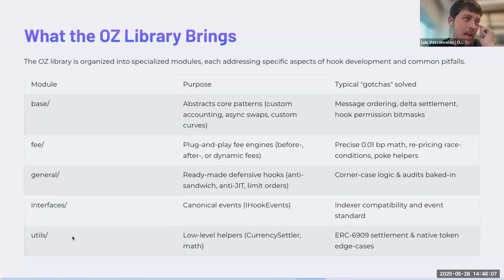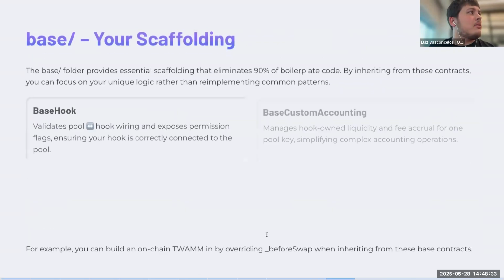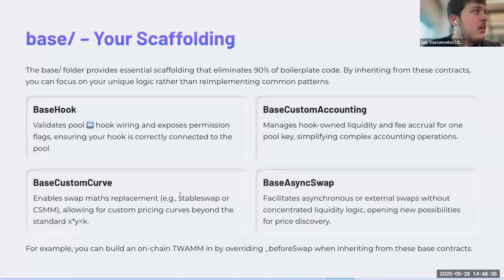Also, we have the utilities here, and these are some helpers, basically. The currency settler is the one that we have right now, to do some helpers with currencies, which is a kind of complicated thing, because you can have both, for example, take and mint. You can use it in different ways. So we try to abstract that in these utilities.